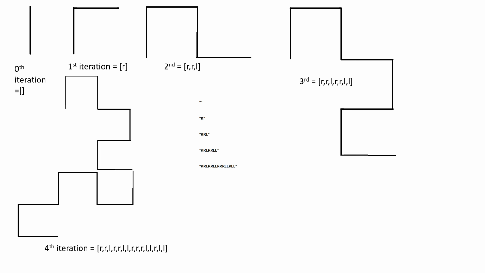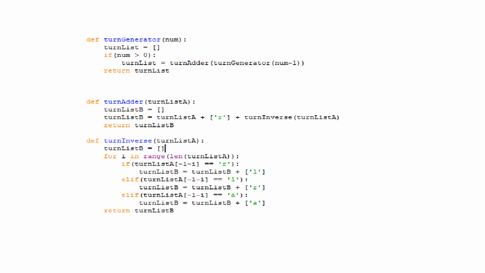So how to go from the first to the second, you take the whole list, which is just R, then you add an R, and you go backwards, changing every R to an L. This one is pretty simple. You do the same with the third iteration and with the fourth iteration, and it just gets bigger and bigger and bigger. This is the part of the code that programs all the turns, that can generate all the turns for Python.